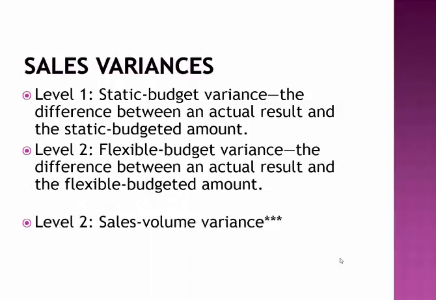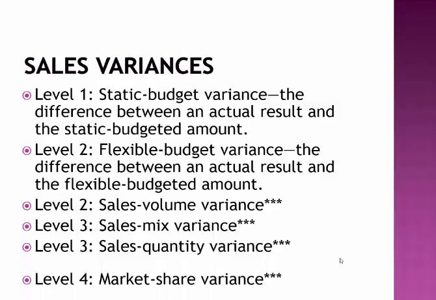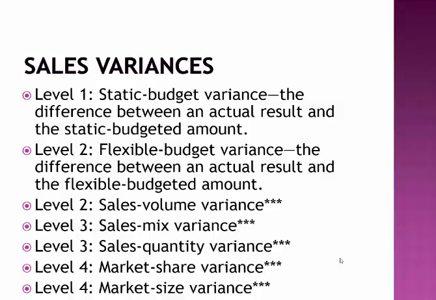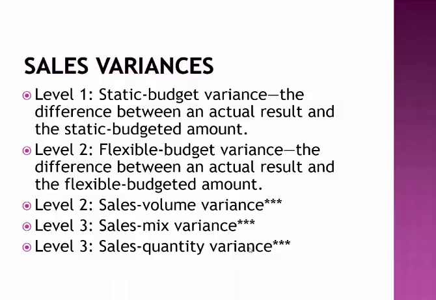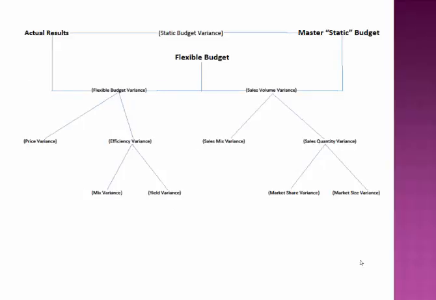Again, we could put it into levels, and again what we're seeing is that the sales volume variance was level 2. It can be broken down into the third level, the sales mix variance and the sales quantity variance. And in the appendix or back end of chapter 14, we can even take the sales quantity variance and break it down even farther into the market share variance and the market size variance, which again, I do have this plotted out for you here.